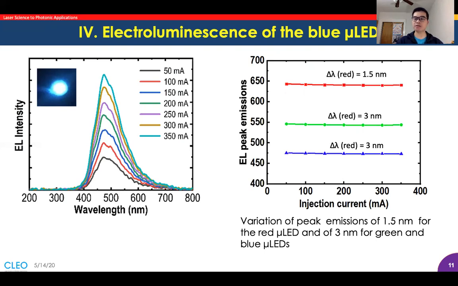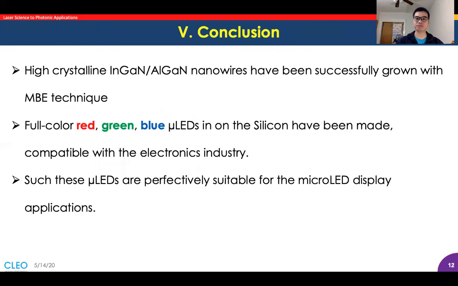In conclusion, high crystalline InGaN/GaN nanowires have been successfully grown with the MBE technique. Full color red, green, blue micro LEDs on silicon have been made, compatible with the electronics industry. These micro LEDs are perfectly suitable for micro LED display application.